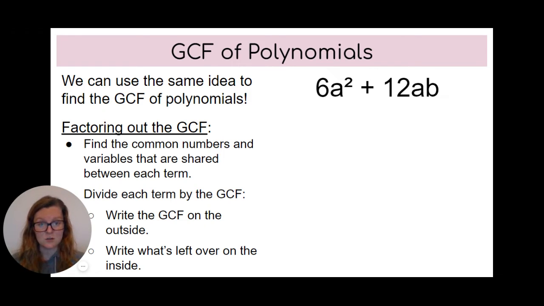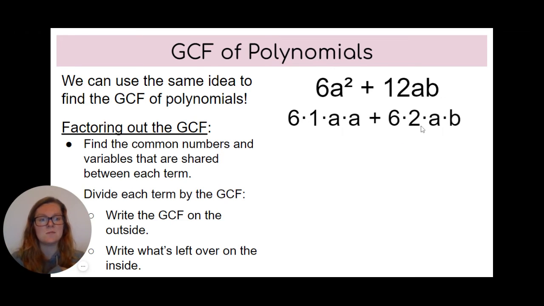First, we need to look at just our numbers. So between 6 and 12, let's estimate what is the greatest common factor. Well, I know that 6 goes into 12, so I'm going to rewrite 6a squared using 1 times 6, because those are my two factors. And I'm going to write 12 as 2 times 6, because I want to use my greatest common factor between those two numbers. I'm also going to want to try and split up a. So remember, a squared is just a times a. So I'm going to rewrite this as 6 times 1 times a times a. All I did was break it down into its factors. Same thing here, 6 times 2 times a times b. That is the first step.